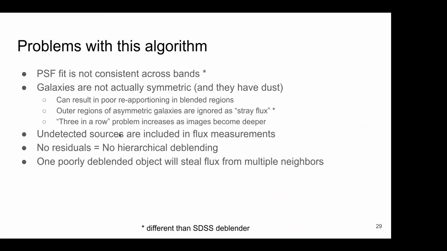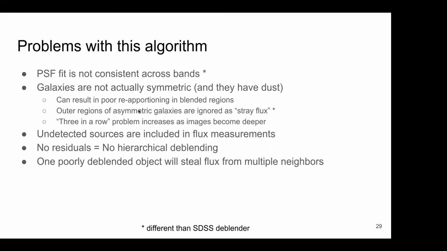Also, undetected sources are included in our flux measurements, right? If we have 2 sources that are ambiguous blends, and we don't detect one of them, because this algorithm reapportions all the flux, it's going to add the flux from those undetected sources into the flux from another source. And because we're reapportioning all the flux, there's no residuals. So we can't do like we did in crowded field photometry and subtract off everything we modeled and go back and look at the residuals. So we can't do any kind of hierarchical deblending with this method.